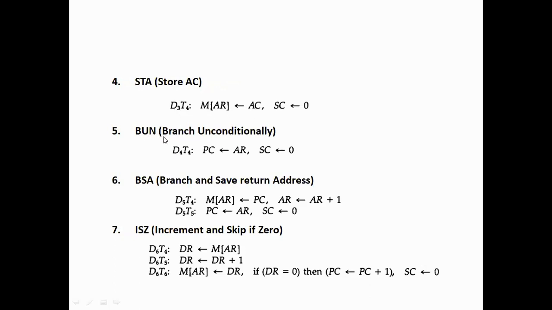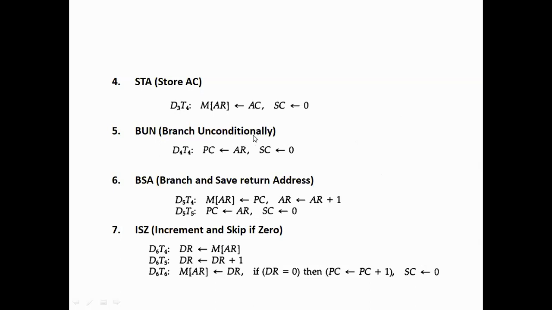Fifth one is BUN, which means branch unconditionally. So it obviously will be D4 T4, and it will happen in a single clock cycle. And what is a branch thing? Branch means that we go to some other place. We are currently executing some instructions. For example, we executed the instruction number 5, then 6, then 7. Then from 7, we don't go to 8, we go to some other place. We jump to some other place.